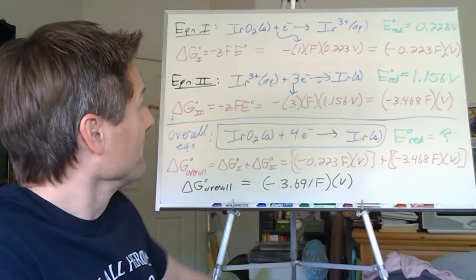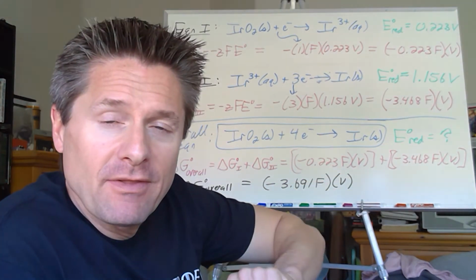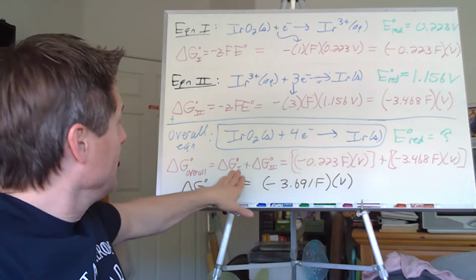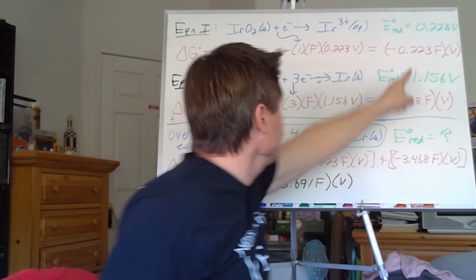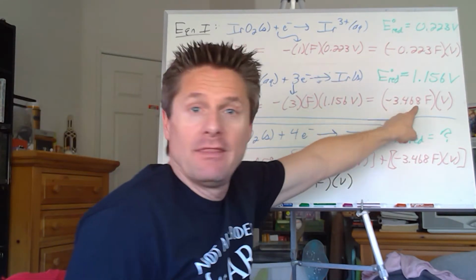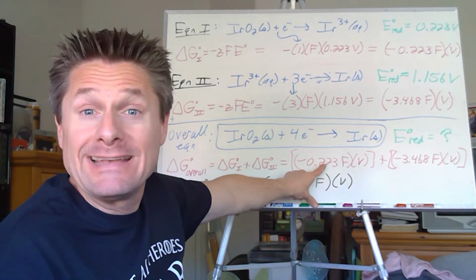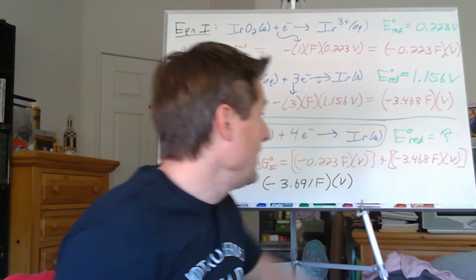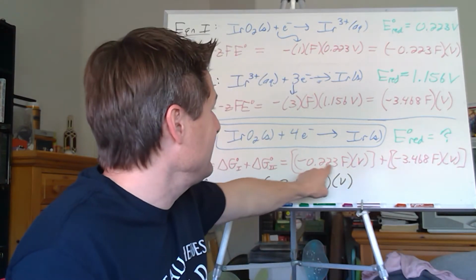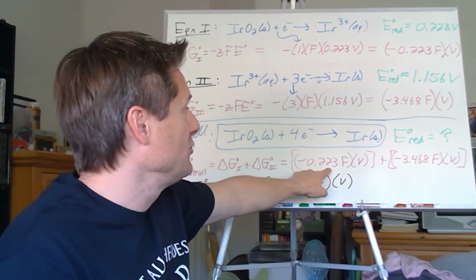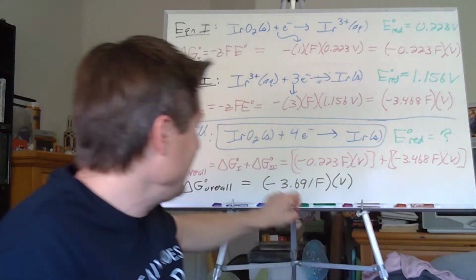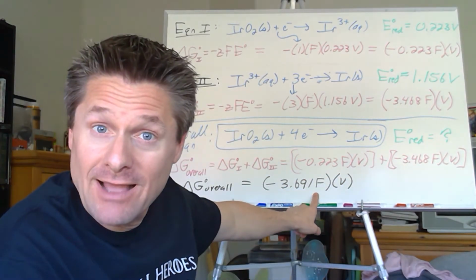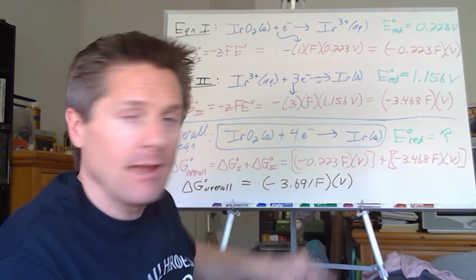Did you get what I got? Again, we're just factoring out the Faraday's constant here. You don't have to do this again. So delta G overall will be delta G equation 1 plus delta G equation 2. So I'm going to take the -0.223 times the Faraday's constant in volts, plus -3.468 times the Faraday's constant in volts. Let's just factor these together. So take -0.223 plus -3.468. That gives me -3.691, good to 3 decimal places, times the Faraday's constant. So I'm just factoring that, times volts.